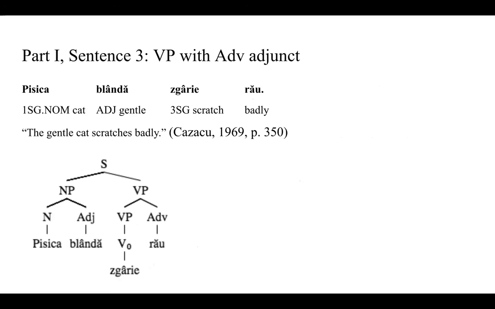Here we would like to show how a verb phrase can take an adverb in Romanian. The gentle cat scratches badly. The verb zgaria, scratch, takes the adverb adjunct rau, which means badly.